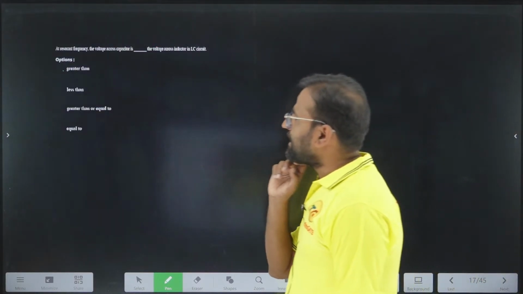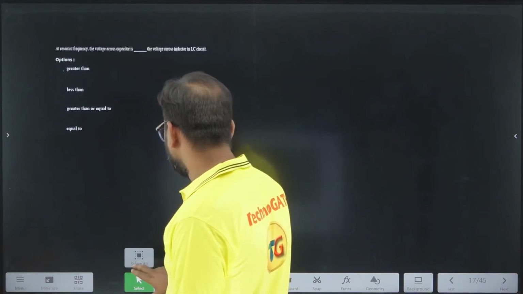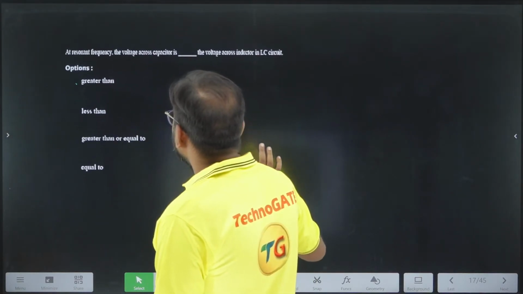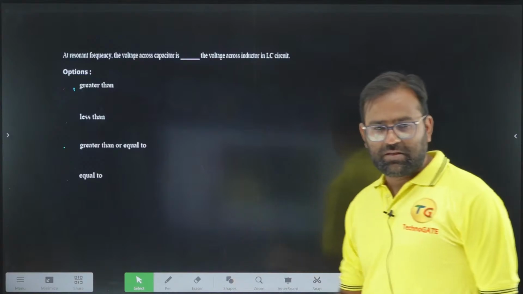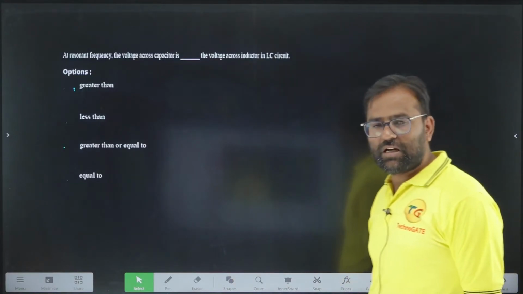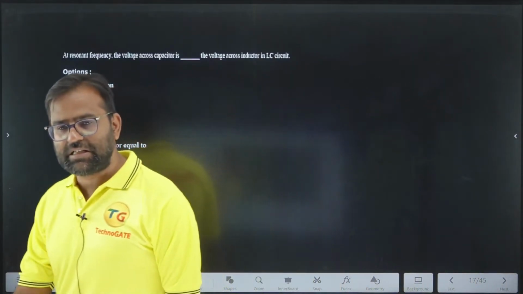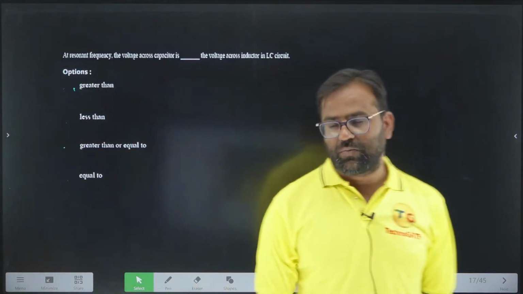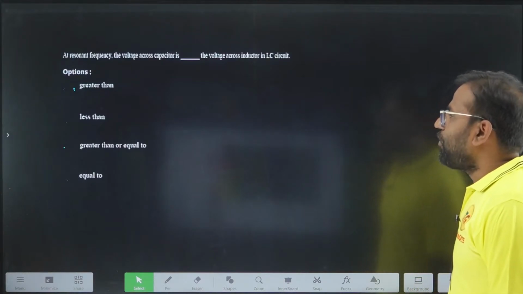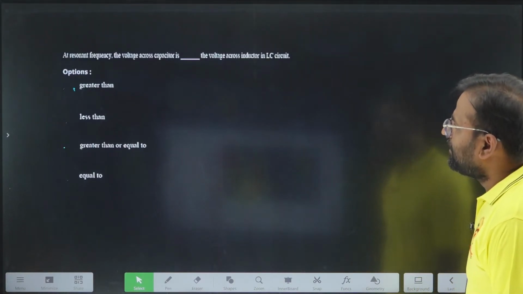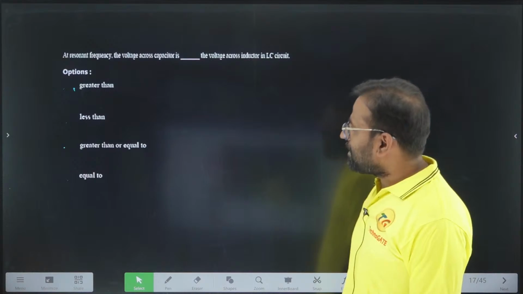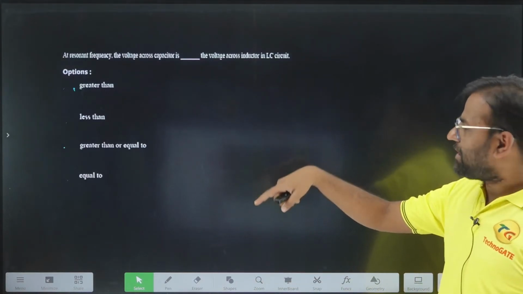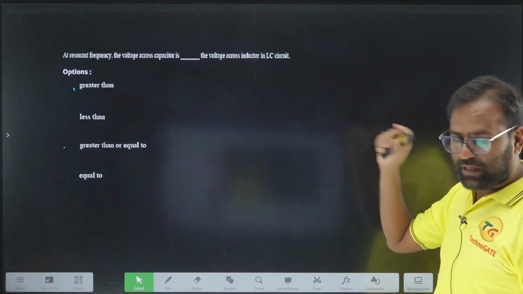Let's go to the next. They are asking about resonance. What is the condition of resonance? At resonance you have the least resistance and maximum current. So what is the idea? At resonance, is the voltage across the capacitor greater than, less than, greater than or equal to, or equal to the voltage across the inductor?